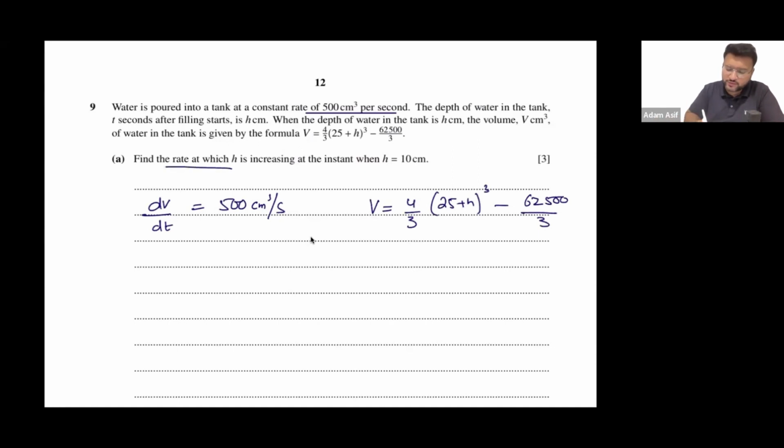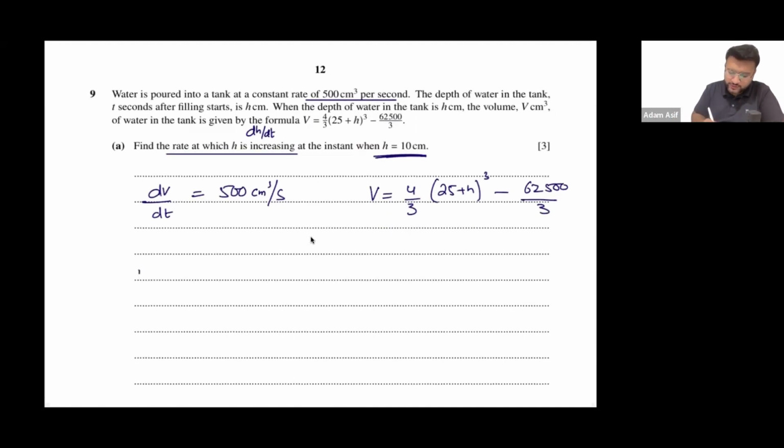We need to find the rate at which h is increasing, that is dH by dt, at the instant when h is 10. So we will need to apply the chain rule over here to find dH by dt. This is going to be equal to dH by dV times dV by dt. We have this rate with us. We just have to differentiate V with respect to H and then reciprocate it. So let's find dV by dH.